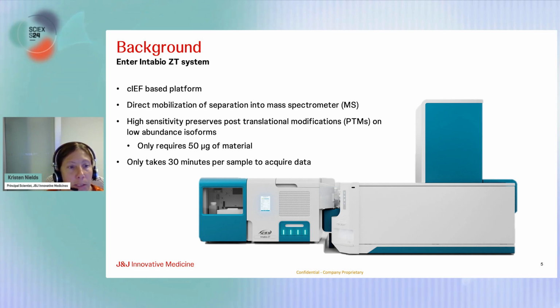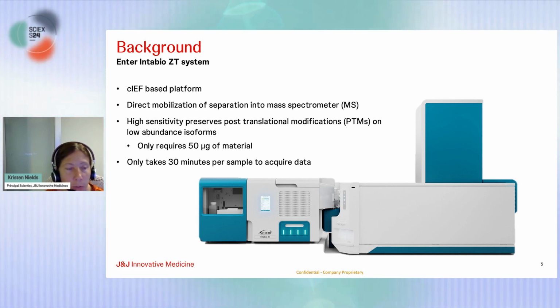We have a direct mobilization of the separation from the UV right into the mass spec. And because we have it mobilized, we have pretty decent sensitivity where we can see down to 0.1.